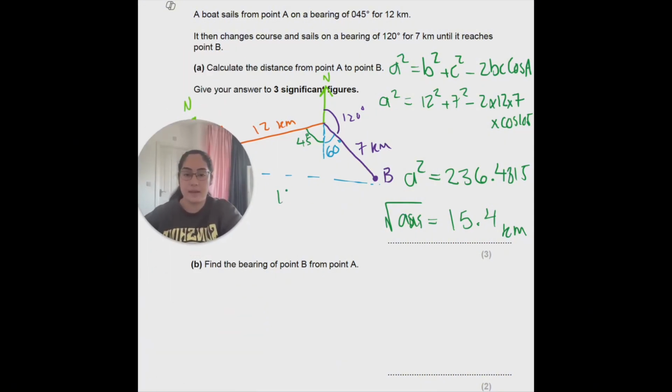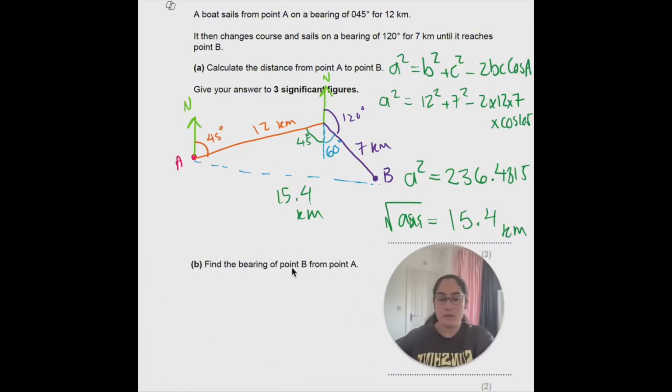So that length there is equal to 15.4 kilometers. Now the second part says, find the bearing of point B from A. Now, right, so we always start from the north of the point, and it says from point B from A. We always start from where it says from this point, that's the point we start from. So we're starting from A, and we want to know the bearing from A to B. So that is the angle that we're after.